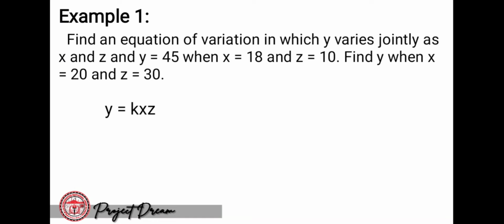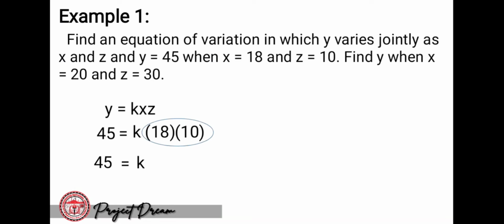Sunod, substitute natin yung value ni Y na 45 na makikita natin sa problem. Equals, kopyahin si K since si K yung hinahanap natin. Substitute yung value ni X which is 18 at yung value ni Z which is 10. Next, kopyahin ulit natin si 45. Equals, and then si K. Yan, simplify natin si 18 at si 10. So, 18 times 10, it is equal to 180.